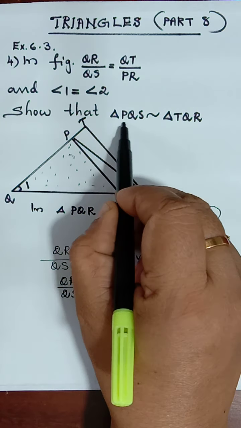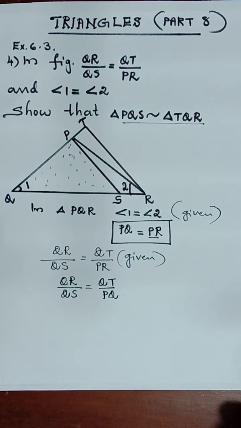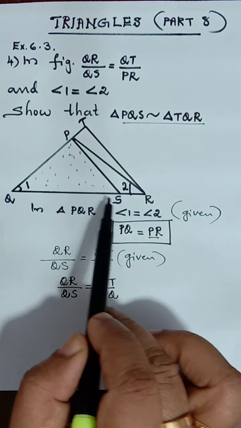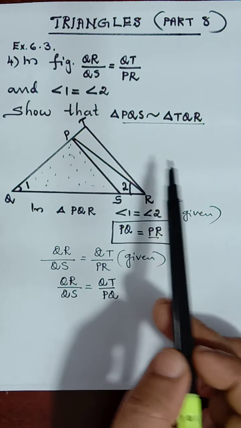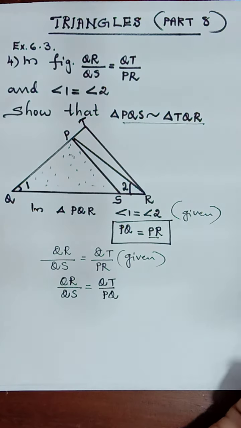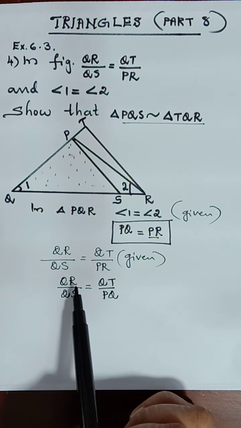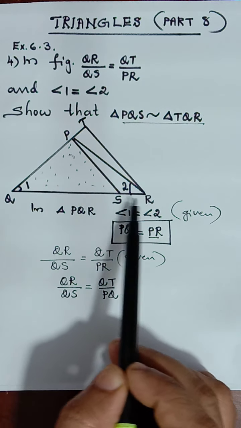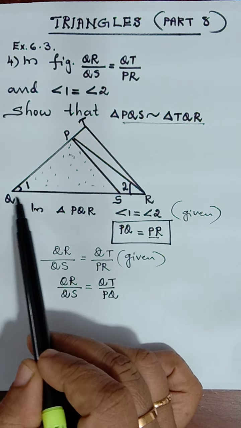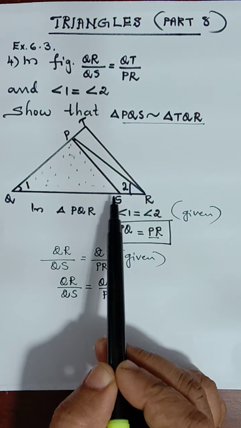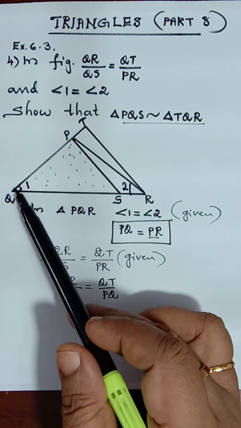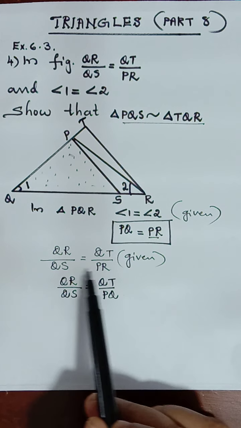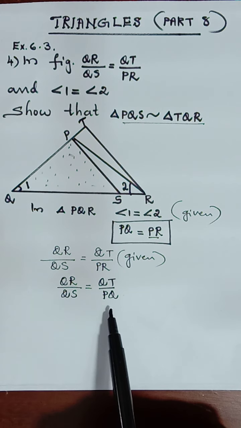QR by QS is equal to QT by, instead of PR we will write PQ. Again, this is to be proved for PQS and TQR. PQS is already marked shaded. PQS is the shaded one. TQR is the complete triangle. QR of the complete one by QS of the smaller, QT of the complete one and PQ of the smaller. So, now we can see the sides proportionality.